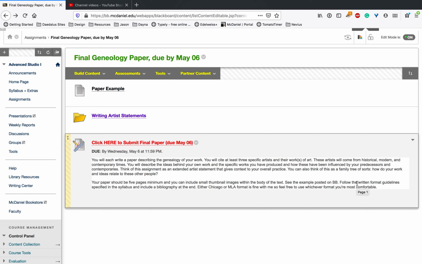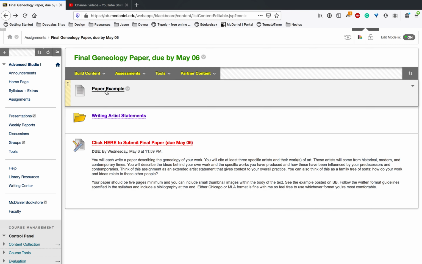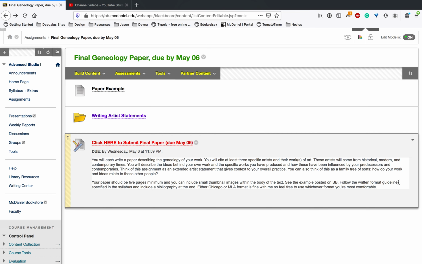So again, paper should be 5 pages minimum, can include small thumbnail images within the body of the text. Those images should mostly be from other artists, but you can also use images of your own work as well. I have a paper example here. This is actually a paper that I had to write in a very similar assignment. You're going to follow the written guidelines specified in the syllabus, and include a bibliography at the end.